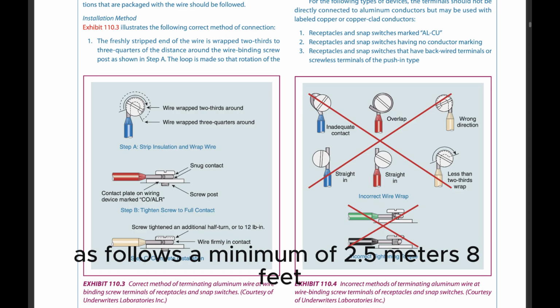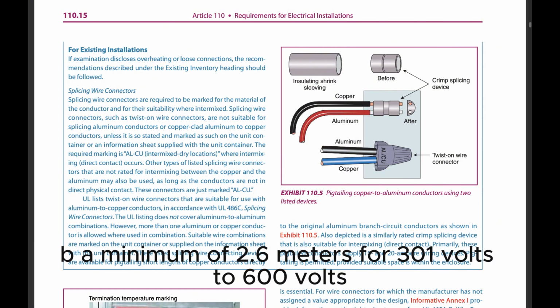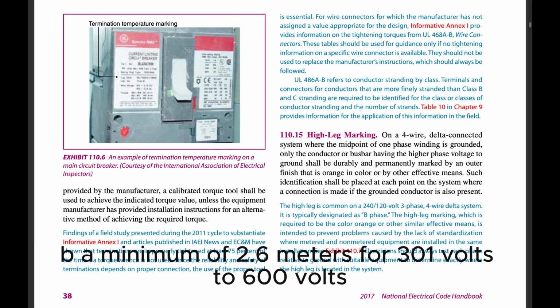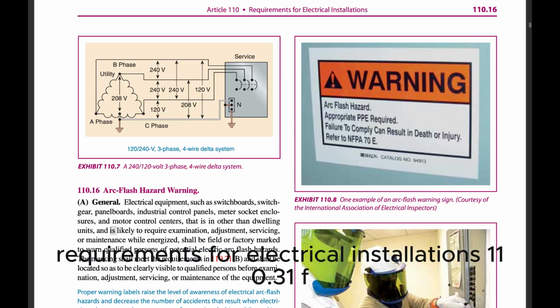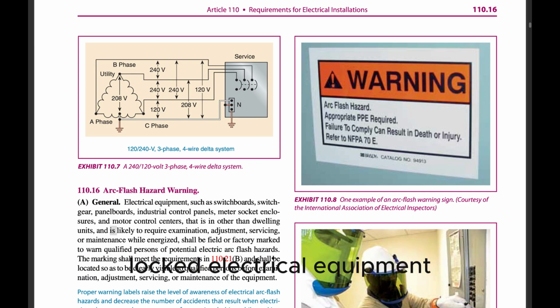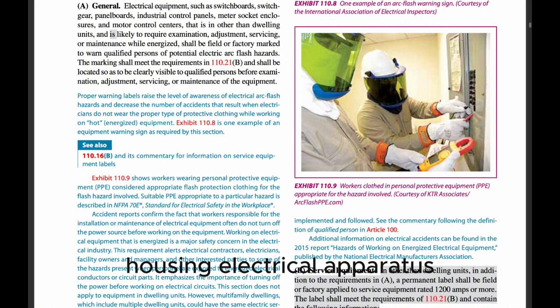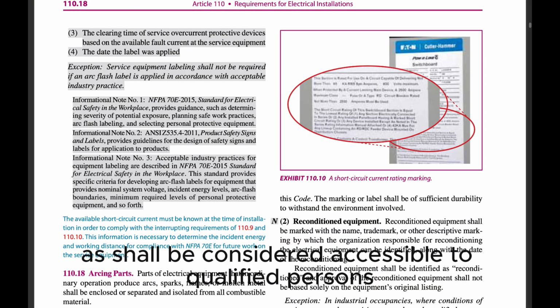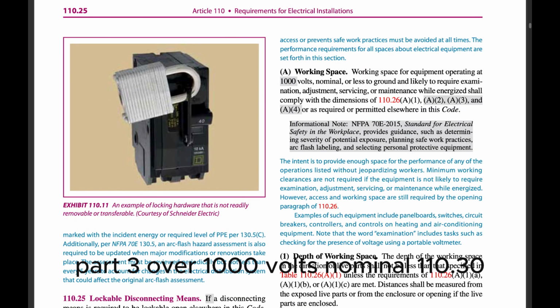(a) A minimum of 2.5 meters (8 feet) for 50 volts to 300 volts. (b) A minimum of 2.6 meters (8 ft 6 in.) for 301 volts to 600 volts. Article 110, Requirements for Electrical Installations. (B) Prevent physical damage. (C) Warning signs. 110.31(F) Locked electrical equipment rooms or enclosures. Electrical equipment rooms or enclosures housing electrical apparatus that are controlled by a lock shall be considered accessible to qualified persons. Part III. Over 1000 volts, nominal.